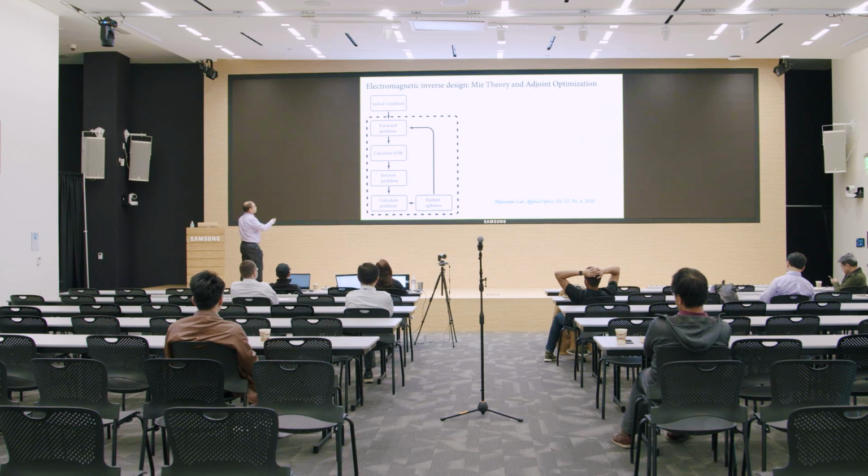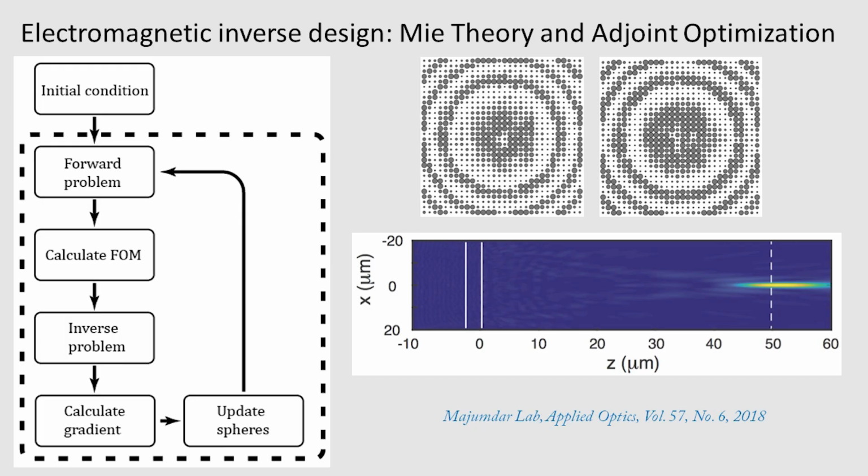So the way it works, we start with our initial condition. In this case, we make all the scatterers the same. We run this forward problem. We solve this whole structure. And this is the step that's computationally expensive if you want to do full FDTD; we solve it using Mie theory. We calculate the figure of merit. The figure of merit is basically what you want to optimize. Okay? Then we do the inverse problem. So essentially, we calculate the gradient using adjoint optimization, and then we update the scatterers.